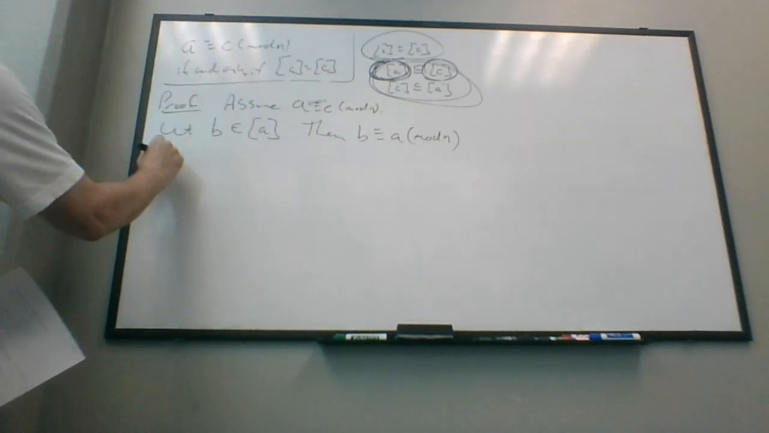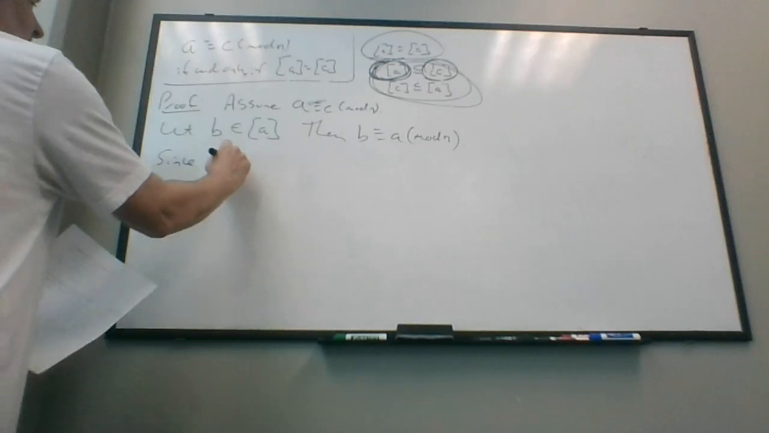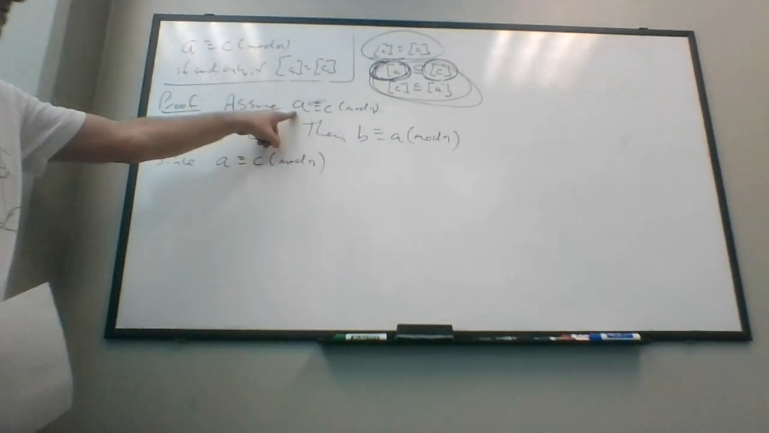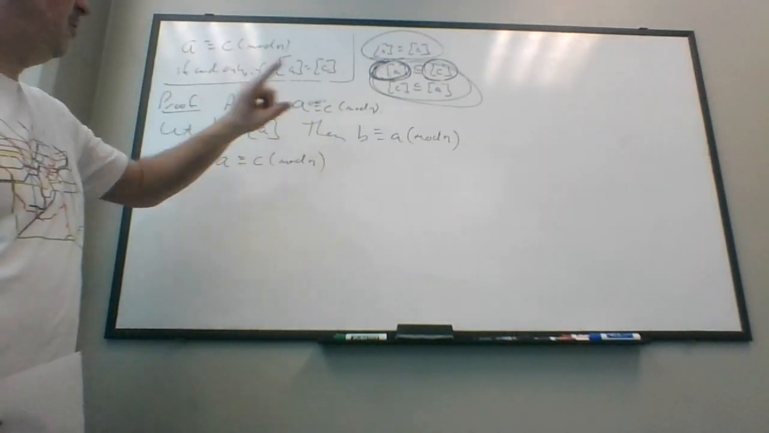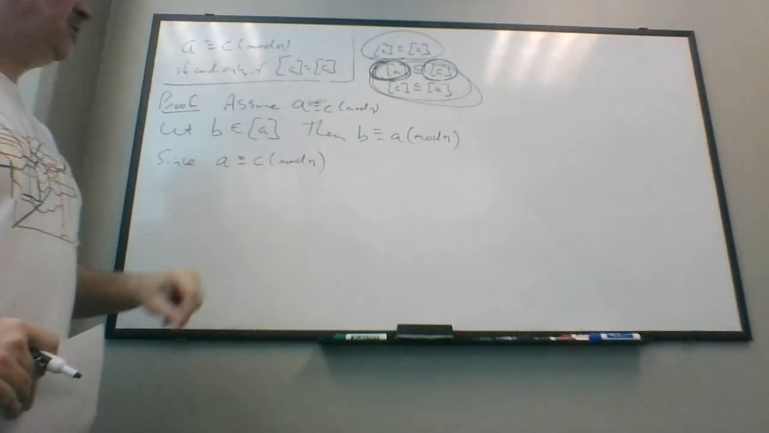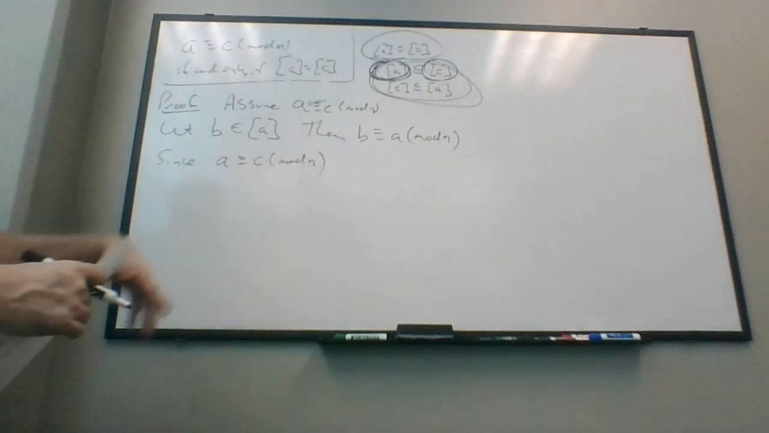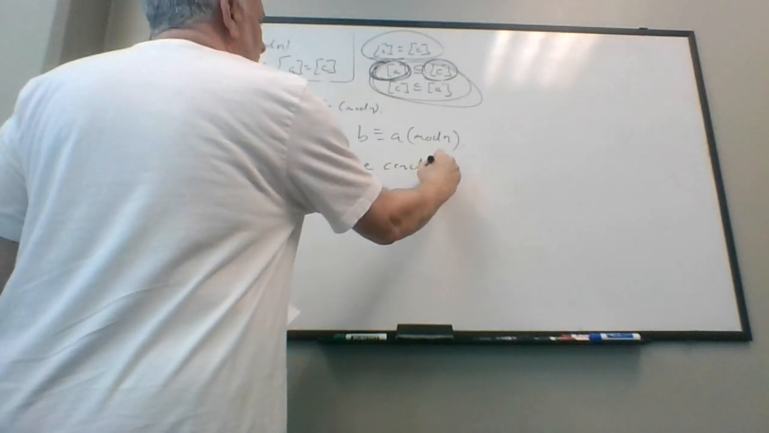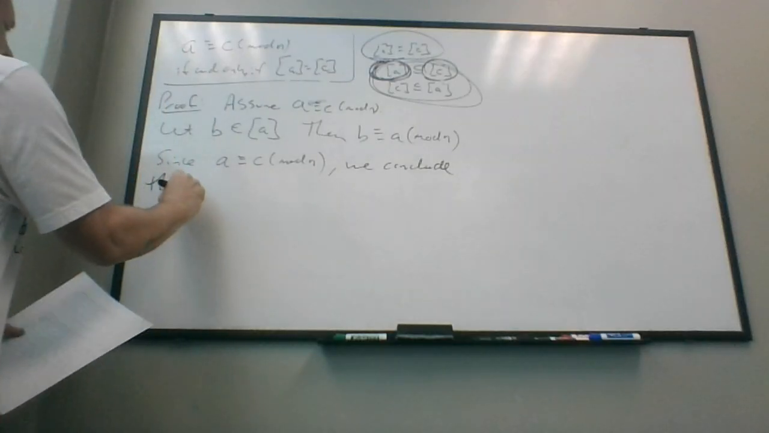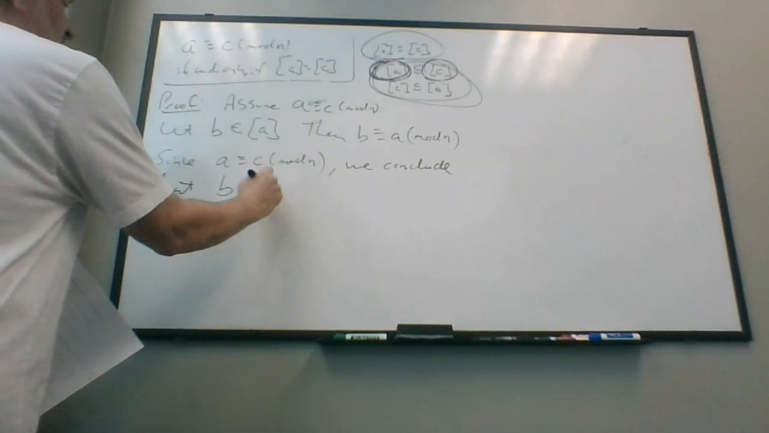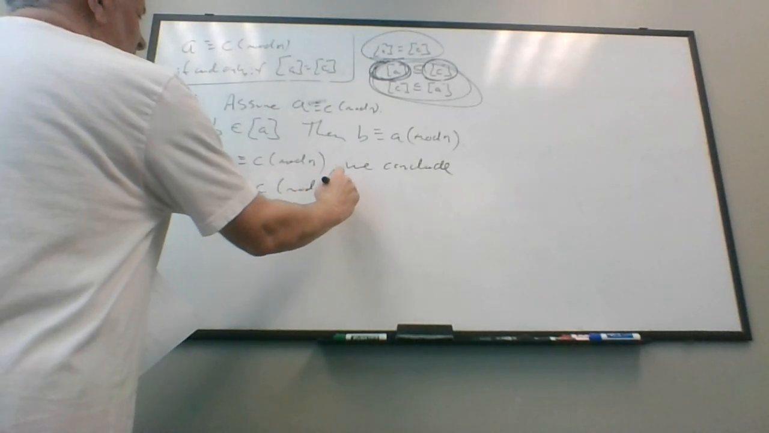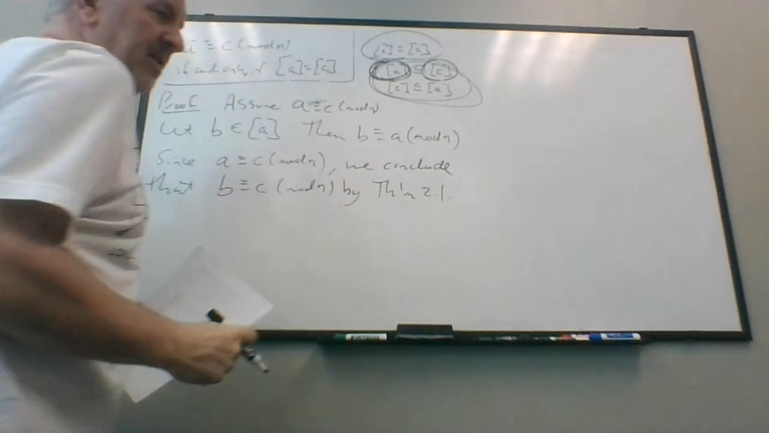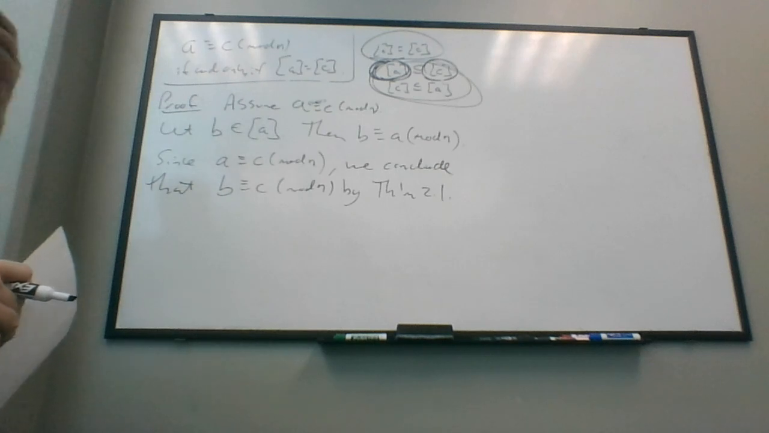Okay. Now, notice we already said A is congruent to C mod N. So we already assumed that. So I have A is congruent to C, and B is congruent to A mod N. So since A is congruent to C mod N, we conclude that B is congruent to C mod N by theorem 2.1. Now that's the reflexive, symmetric, transitivity.